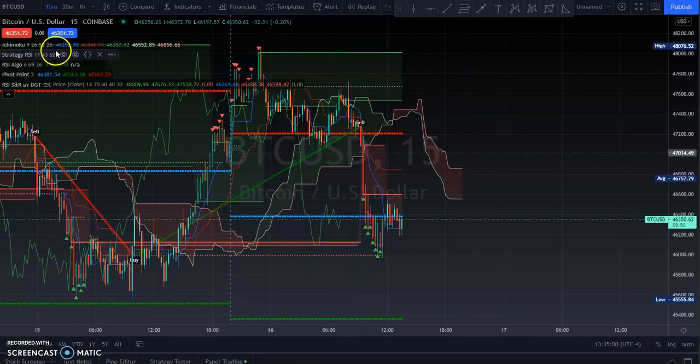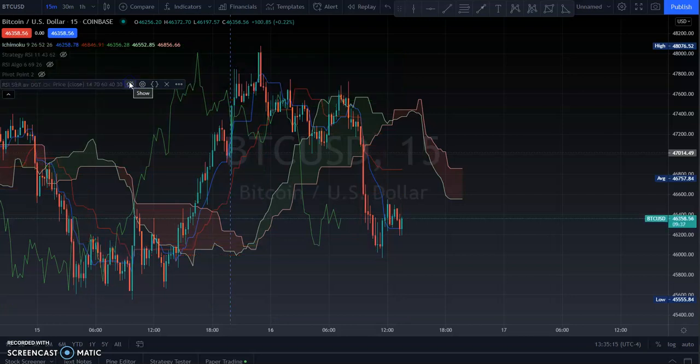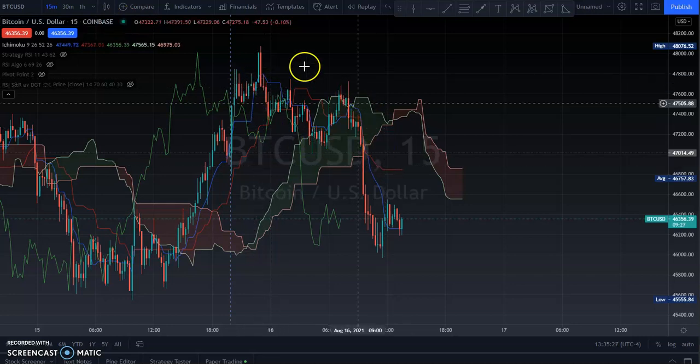All right, so let's start out first. Let me remove this, let me remove this and this. Okay, and I'm left with... oh yeah, let's take the candles off. These are candlesticks.